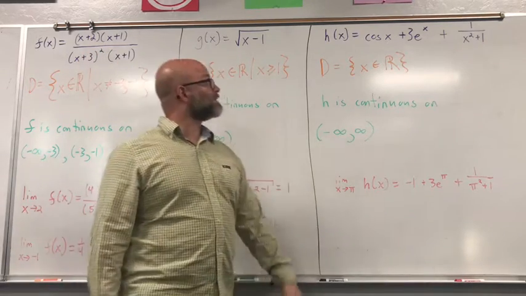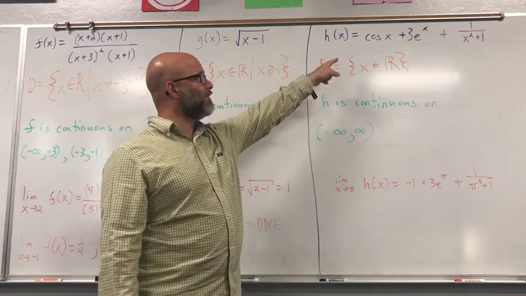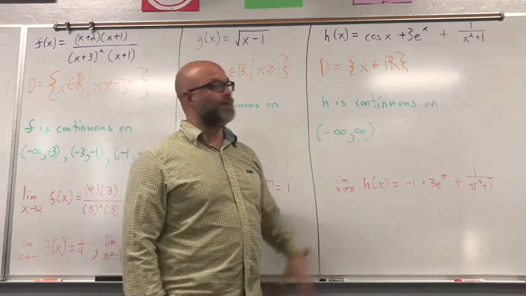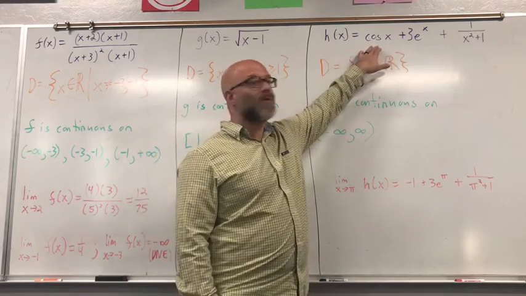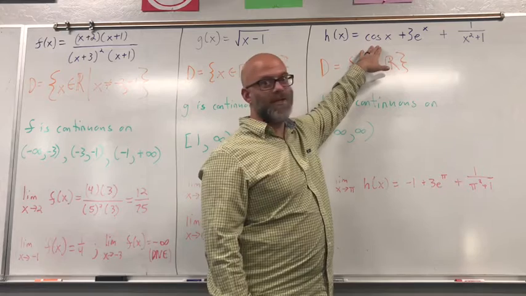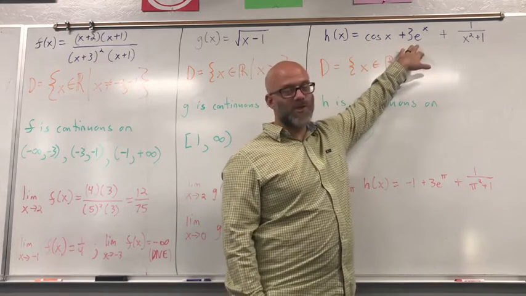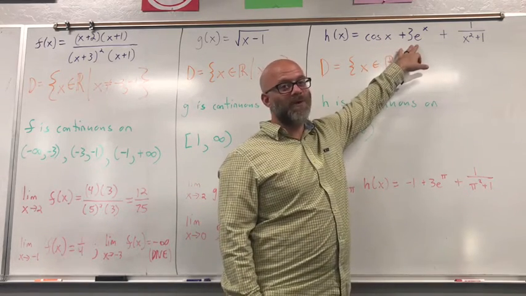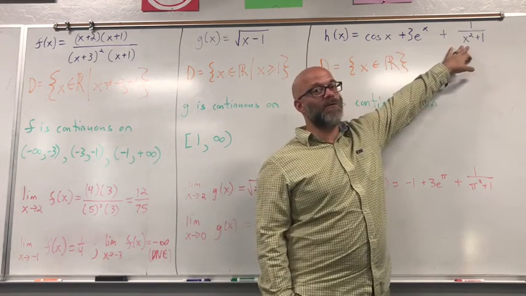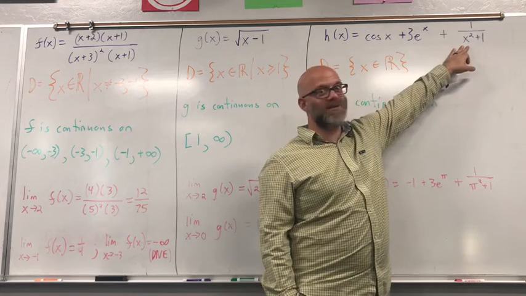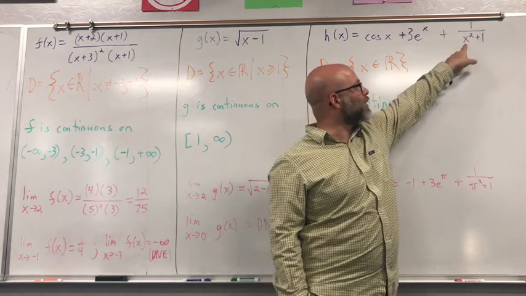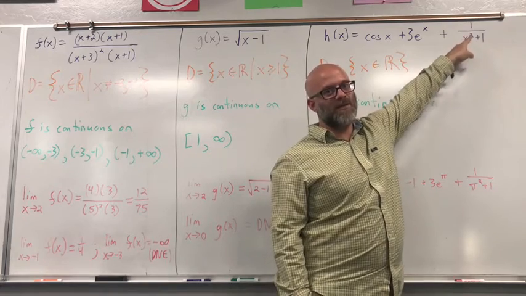Okay, finally we look at this function over here. H of x equals cosine of x plus 3e to the x plus 1 over x squared plus 1. Look, it is a cosine function whose domain is all real numbers, continuous over all real numbers, exponential growth function, domain all real numbers, continuous over all real numbers. Rational function will be continuous over its domain. Its domain is all real numbers. There's nothing that can make the denominator 0. Why? Because no matter what value you put in for x, you get a positive number.